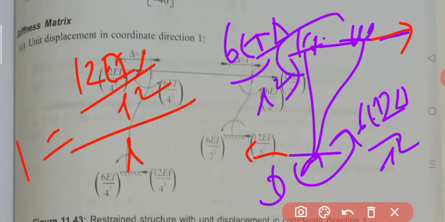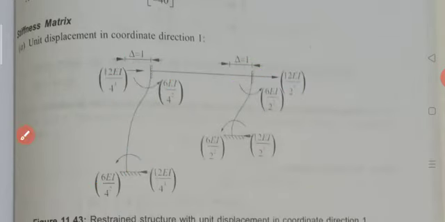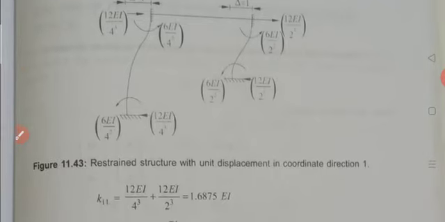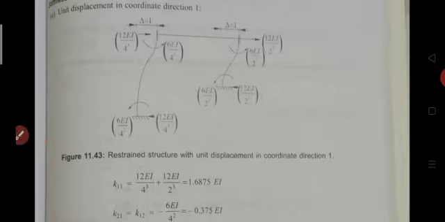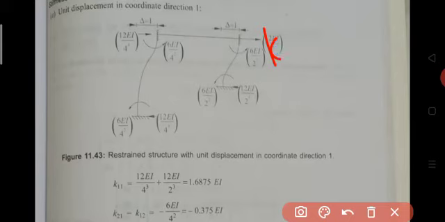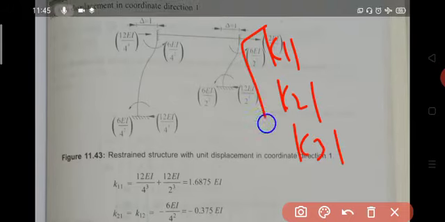Both HC and HD are therefore 12 EI by L cube. So, put the length for this portion of B, and you finally get the end moment. Now write the first column of the stiffness matrix. What is our first column of stiffness matrix? The first one is K11, then K21, K31. So, this is our first column.